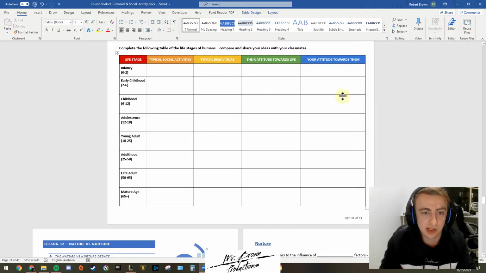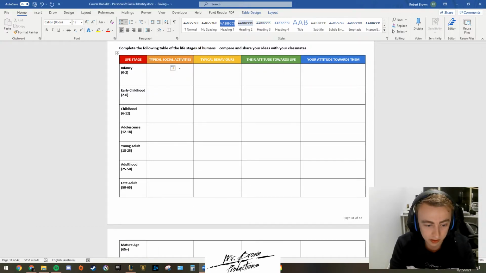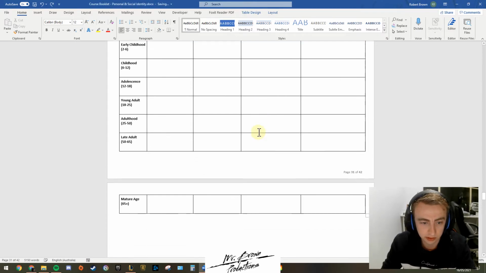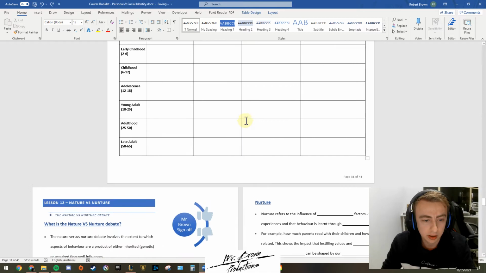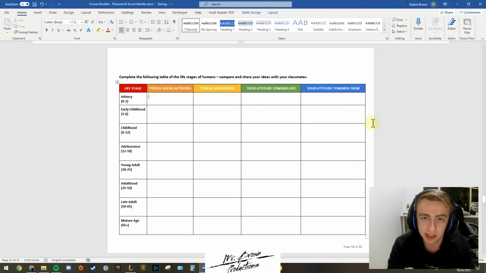So I'll do infancy as an example. So 0 to 2-year-olds, they're... Now my table's going to get a bit screwed around here, but yours hopefully won't. I'll just Control-Z that so I don't actually butcher this. Okay. So, infancy, typical social activities.